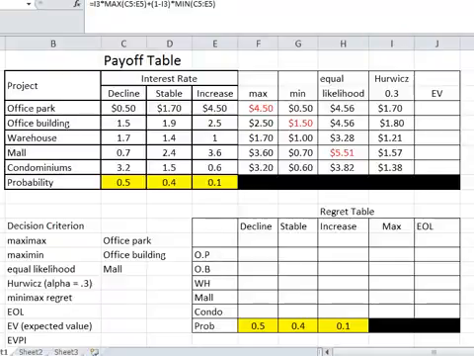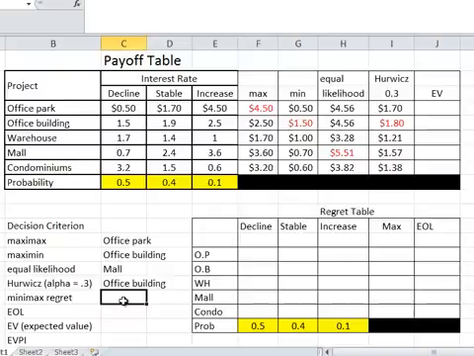Based on the Hurwitz method, if alpha is equal to 0.3, what is the best we can get? It is $1.8 million. The project associated with 1.8 is office building. So office building is the best or optimal investment if we use the Hurwitz method when alpha is equal to 0.3.